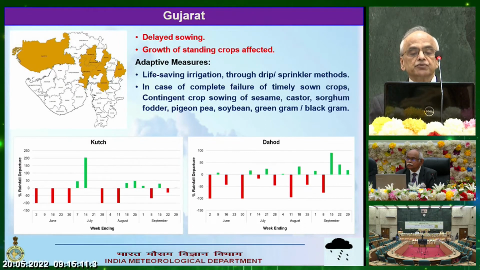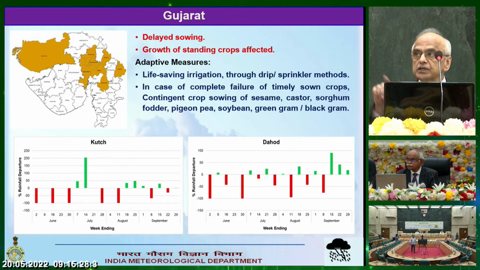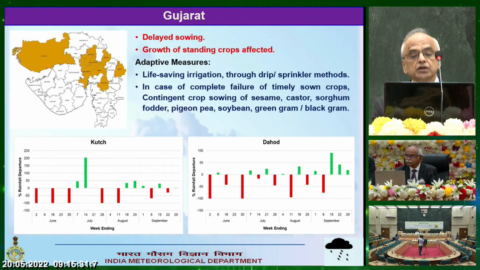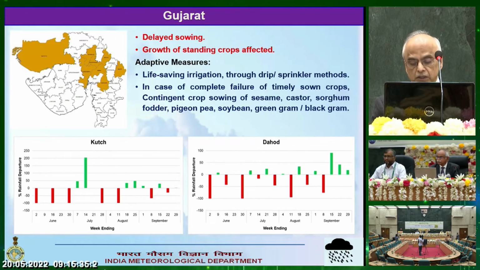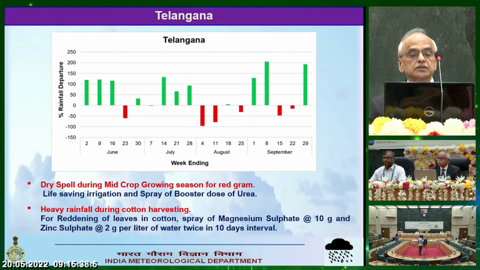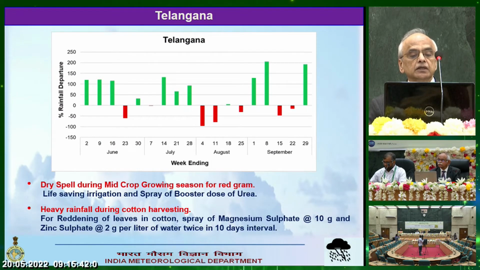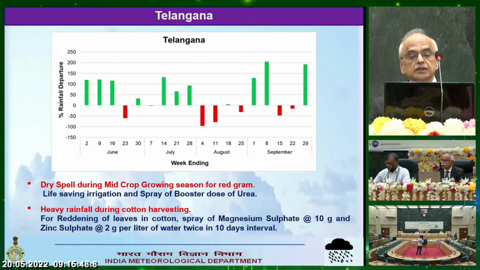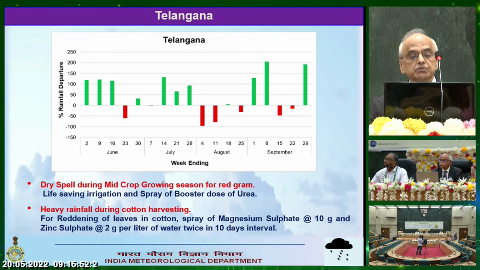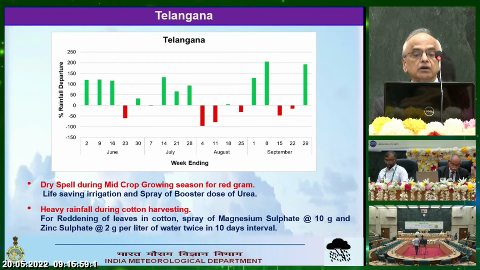And adaptive measure is, if you don't have rain, then you have to have life-saving irrigation through sprinkler methods, or in case of complete failure of timely sown crops, contingent crop sowing of sesame, castor, sorghum, fodder, pigeon pea, soybean, green gram and black gram. Again you could see here the two districts, Kutch and Dahod, lot of red bars show that there was not enough rain. Next state that is mentioned is Telangana in South India. Here also there is dry spell during the mid-growing season of red gram. That is, for example, end of July and early August, and also in September. You could see the red bars where the rain was lacking. So that is a big problem in Telangana also.